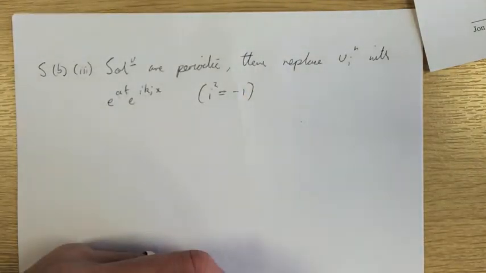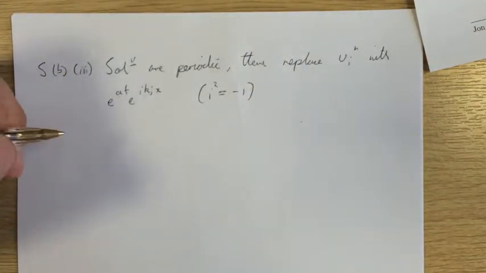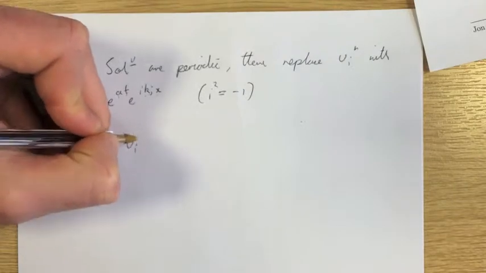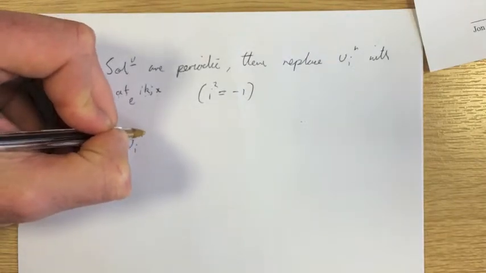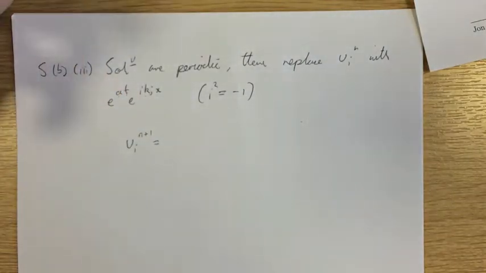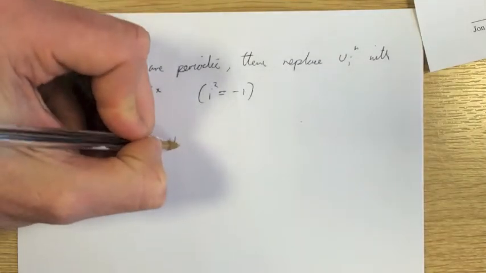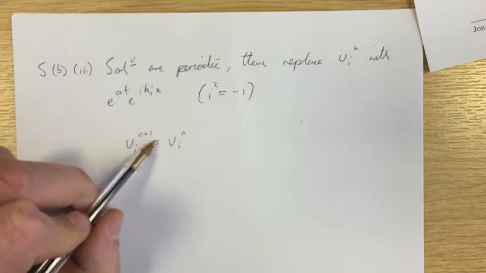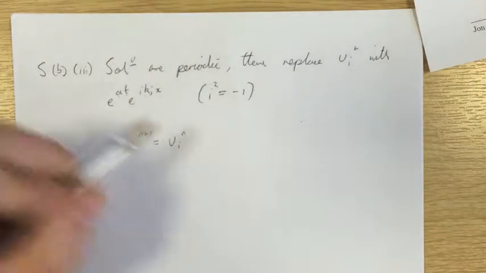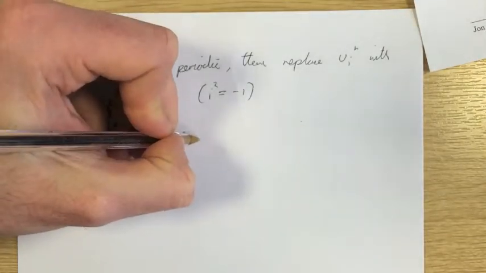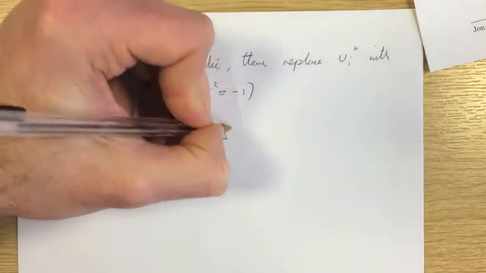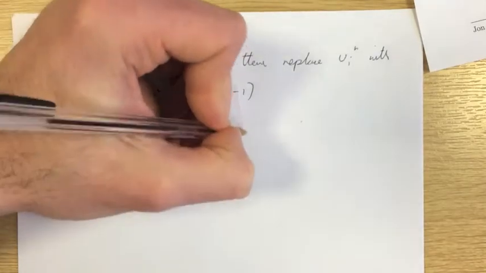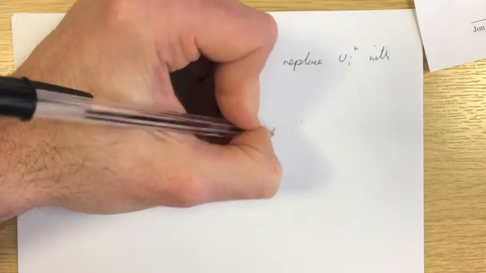Okay. Right, so what I'm going to do is rewrite the scheme. If I transpose everything so that our forward value in time is on the left and everything else on the right, we have v delta t over delta x, and we have a backwards difference in space.